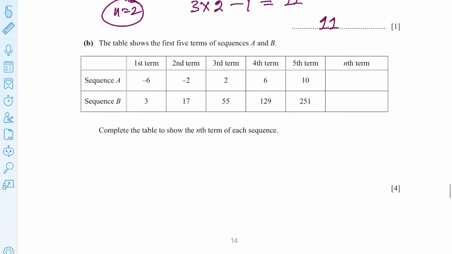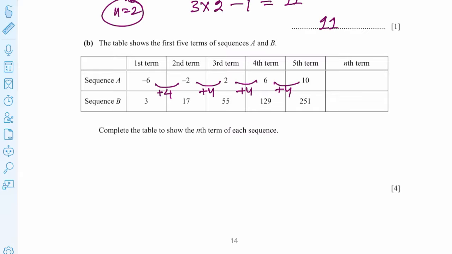Okay, next question, B. The table shows the first 5 terms of a sequence. Find the nth term. Okay. If you see the first question, how to find it? Let me check this difference. Minus 2 minus minus 6, I'm getting plus 4. This is also plus 4, this is also plus 4, this is also plus 4. That means this is a question of a linear sequence. Linear sequence means we can say this is an arithmetic progression.